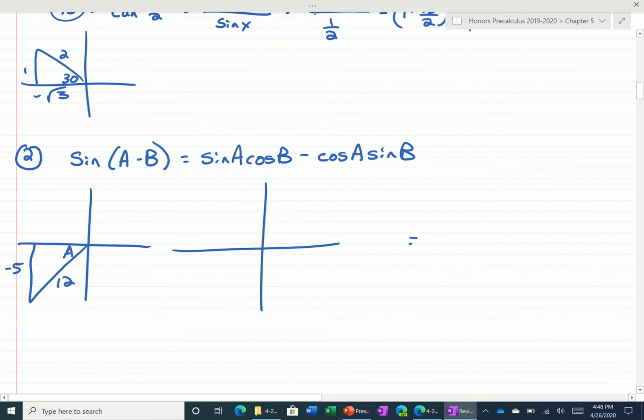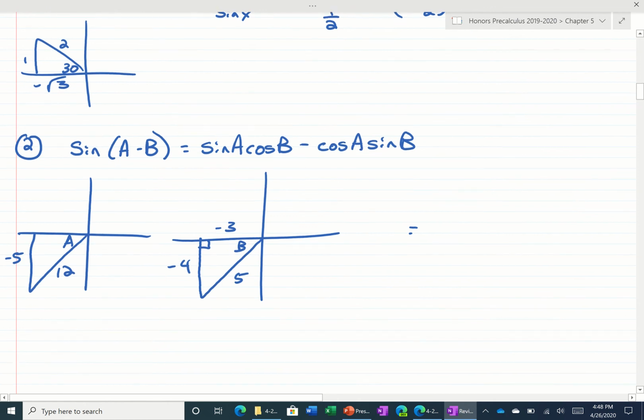And B is also in the third quadrant, and the cosine is negative 3 over 5. So this would have to be -4. And for number 2, unfortunately for A, we have to use Pythagorean theorem. And just doing this quickly here. Let's see here. We have 119. So this would have to be negative square root of 119 using Pythagorean identity.